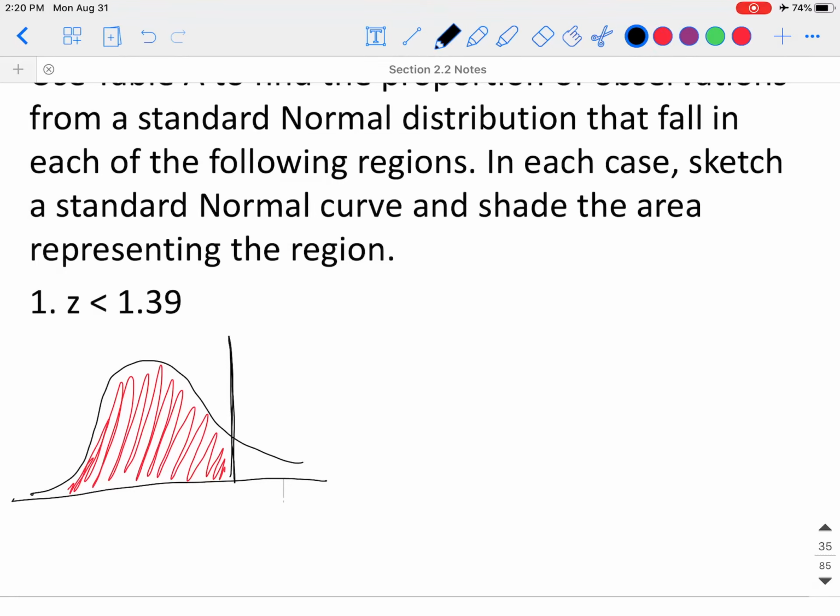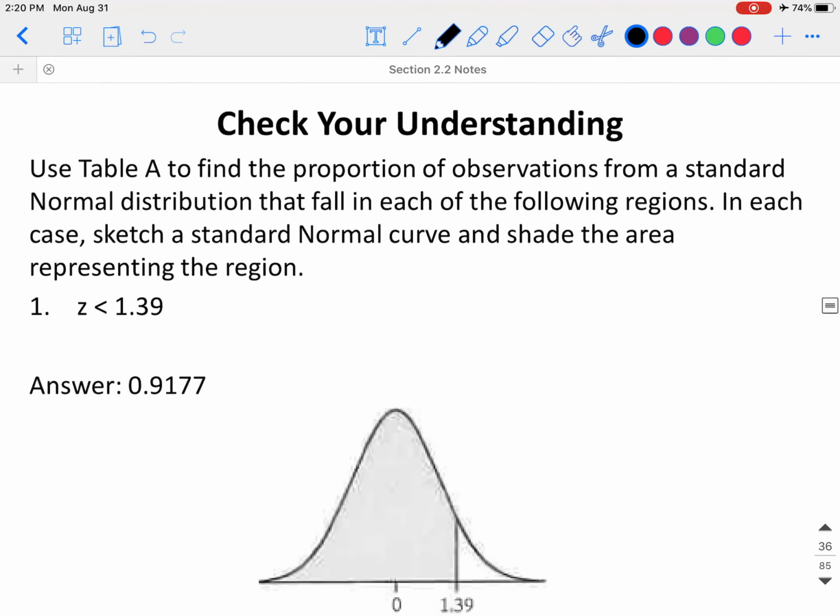Now, to do this, you're going to look at your table. You are going to look at the value 1.39. So you're going to go down to the row of 1.3, go over to the column of 0.09, and that should give you an area of 0.9177, or approximately 91.77% of the observations will fall below 1.39.